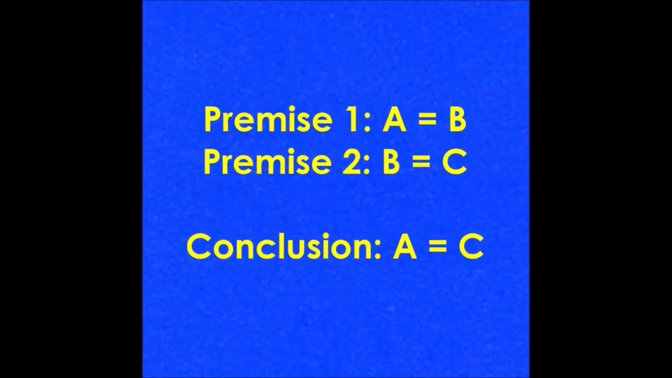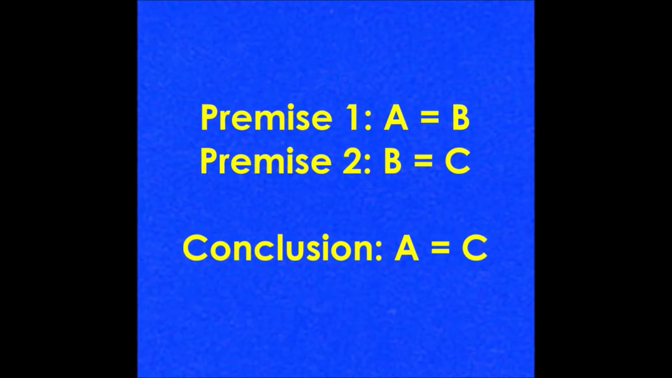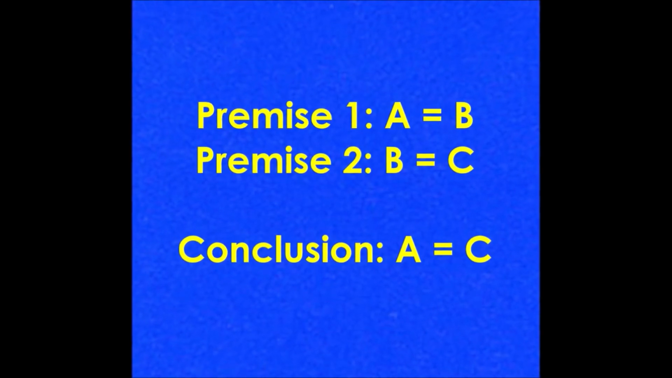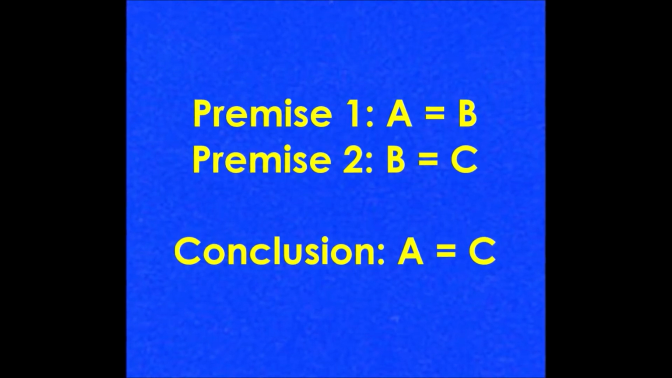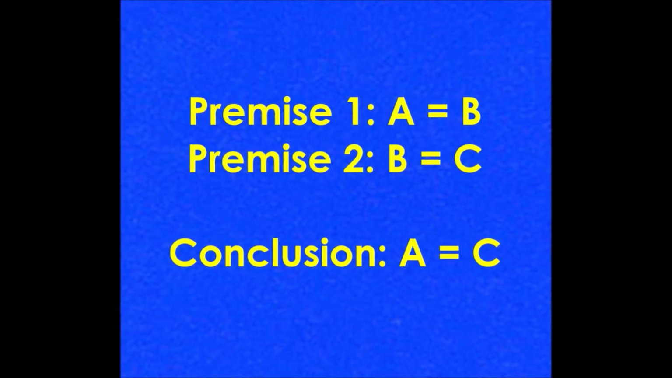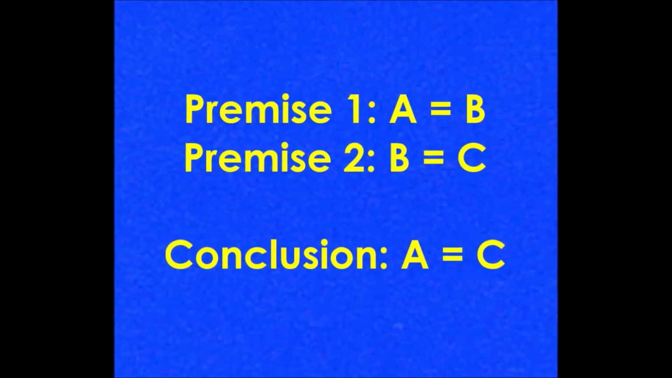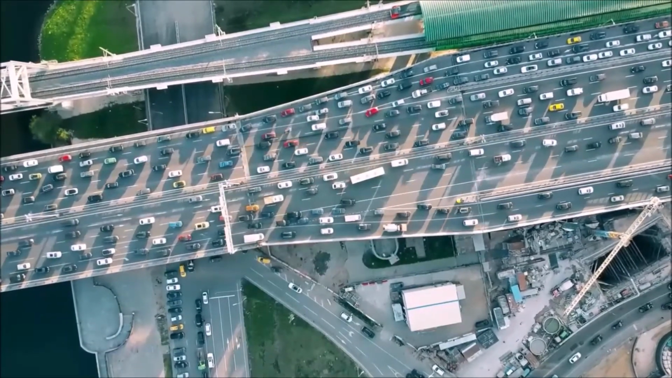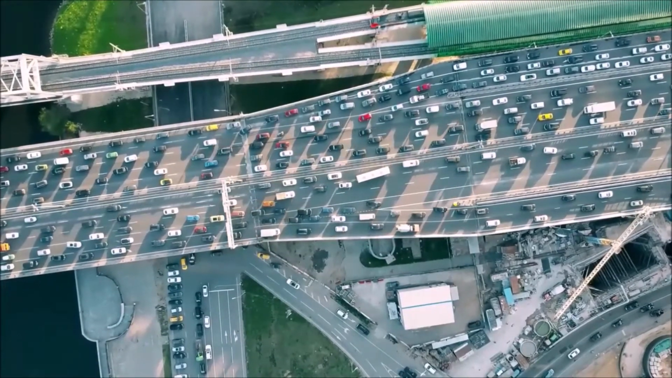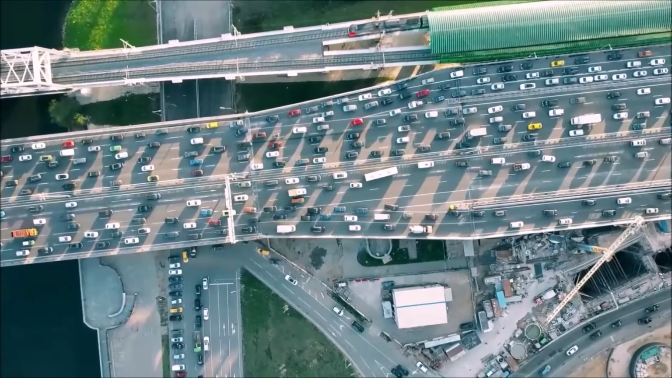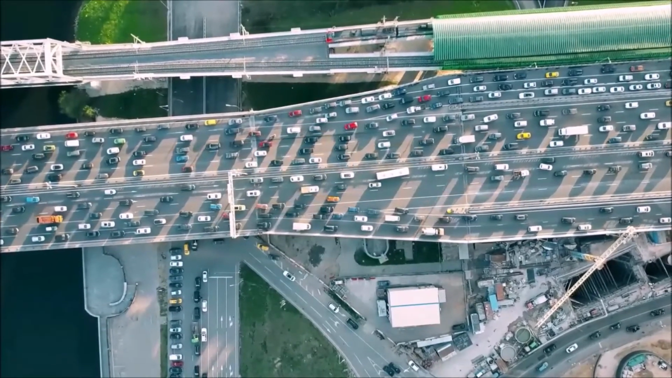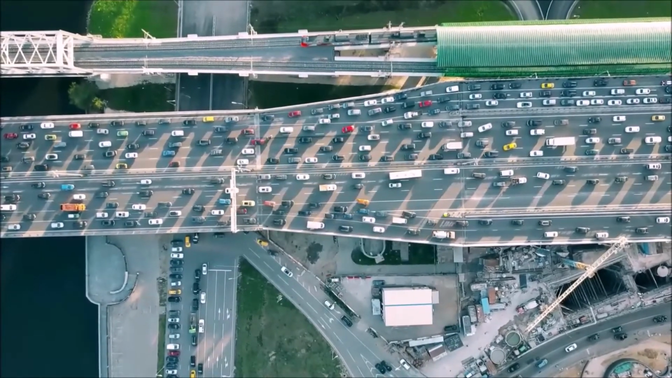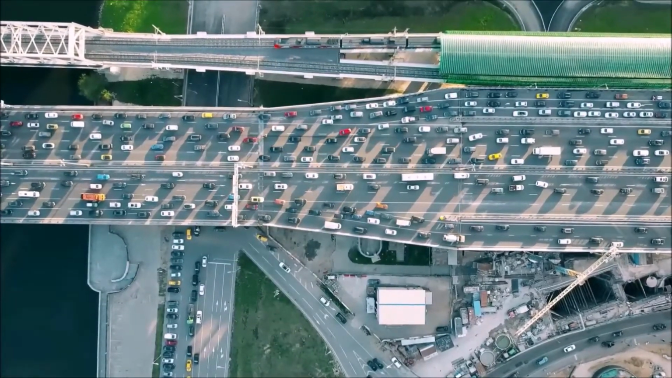Another example is the following formula which we often use in deduction. If A equals B and B equals C, then in most cases A equals C. So, for example, if A, traffic gets bad starting at 5 p.m. and B, you leave the office at 5 p.m., it can be deductively reasoned that C, you'll experience traffic on your way home.